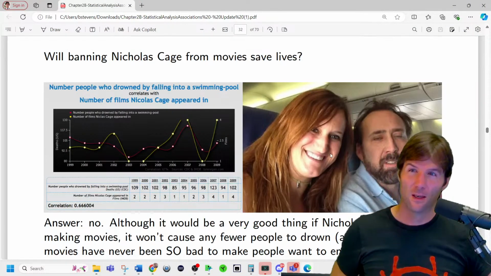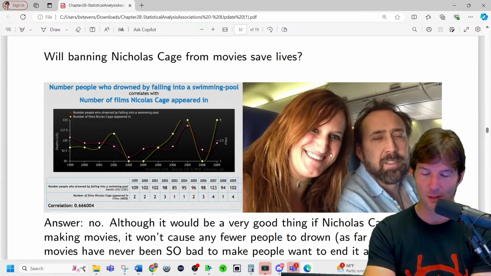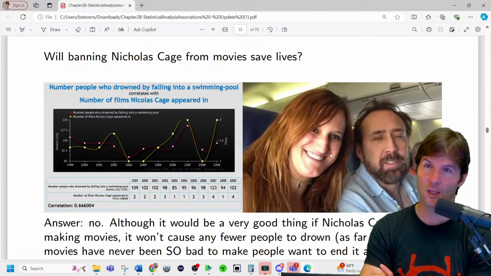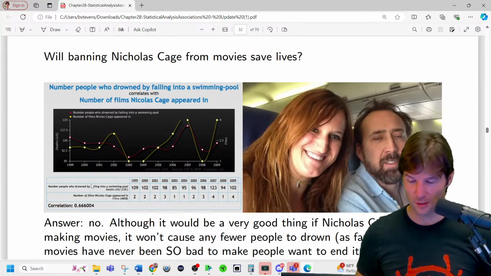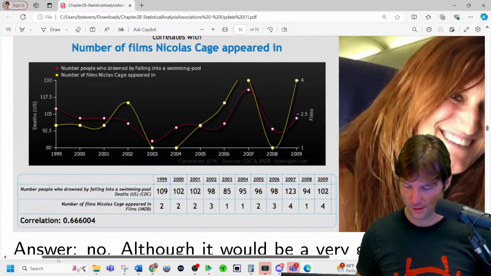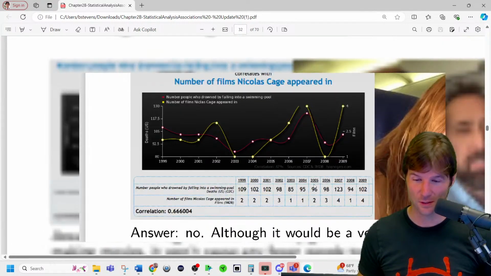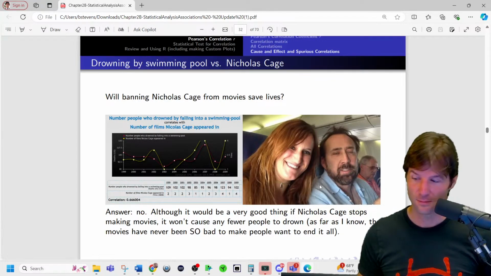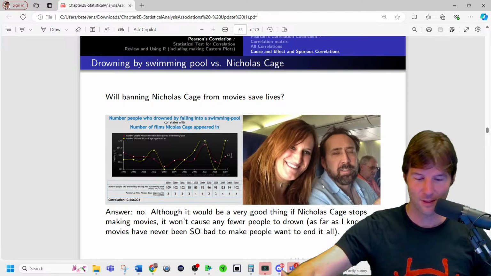It does relate to a sad matter, so just in case you want to hear sad things, it's Nicolas Cage's fault, though. So here is the correlation. And Nick Cage knows the pain right there. He feels what he's done. The correlation between Nick Cage and drowning in swimming pools. And the correlation, oh my gosh, it's 666. The correlation is 666. There you go.